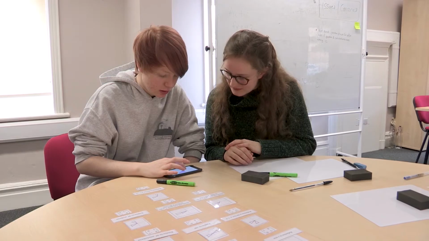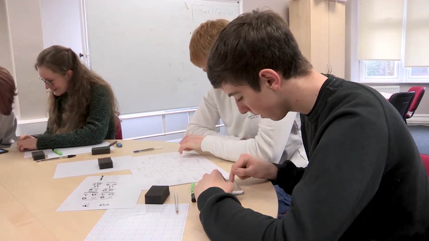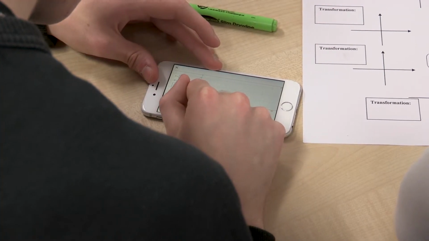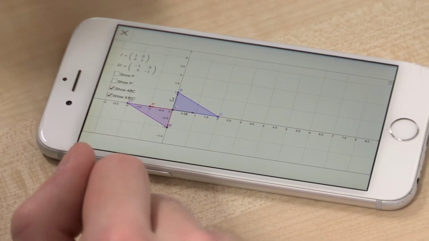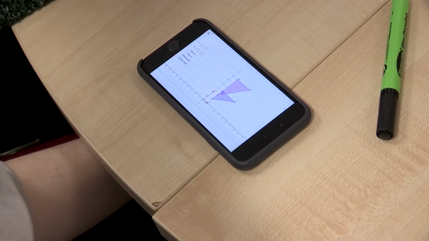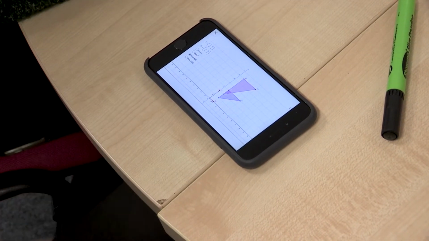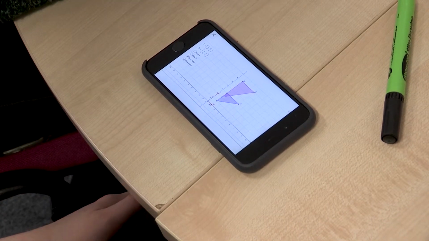Now for the students to explore these relationships further in their groups, they have access to the software. What are you hoping that is? That's a stretch with scale factor of 2 in the direction of the y-axis.